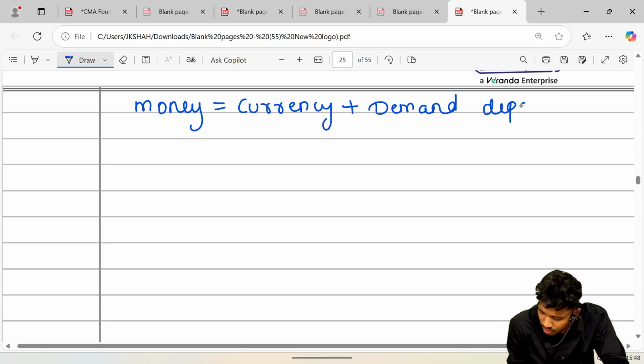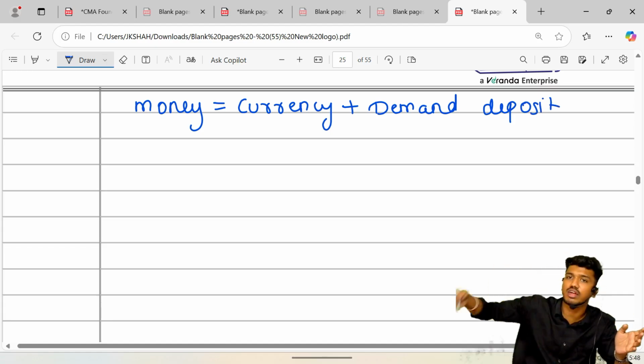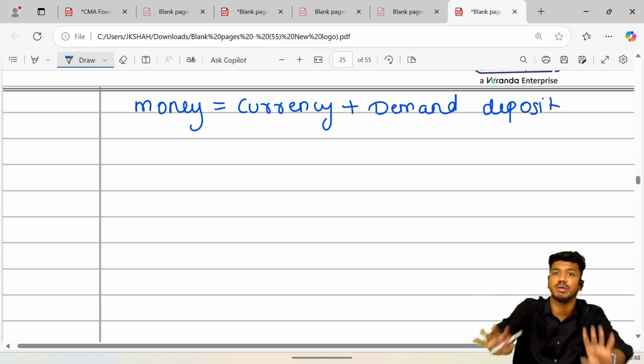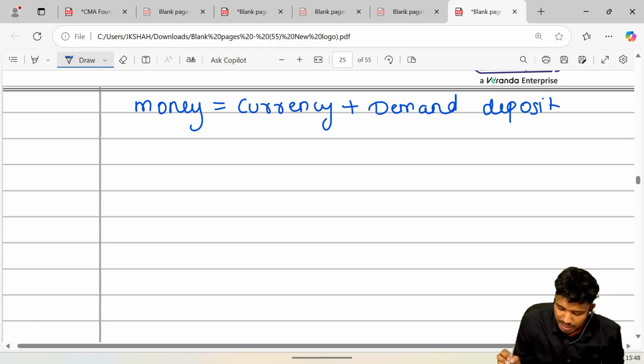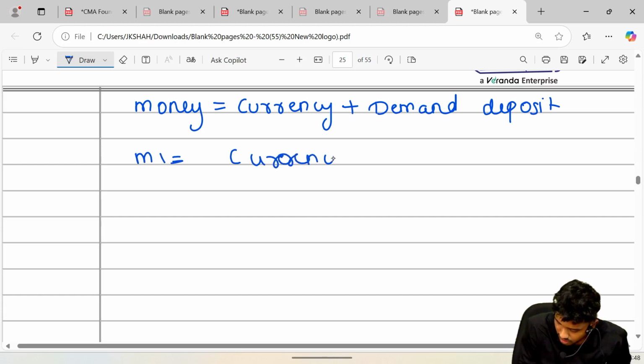It was the most narrow definition of money. That is, currency in hand is money. Also currency at the bank account is also money. That is called currency plus demand deposit. So M1 is equal to currency plus demand deposits.